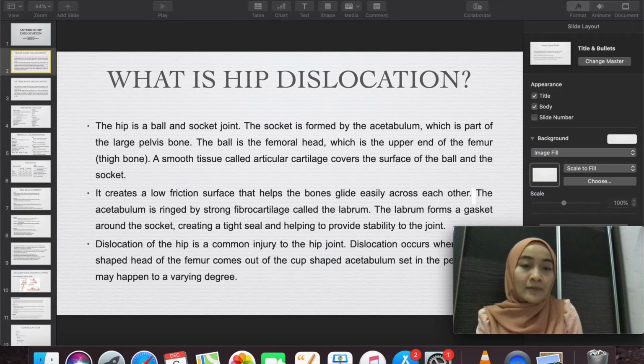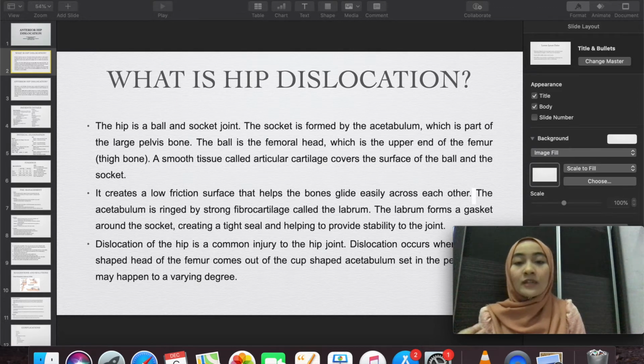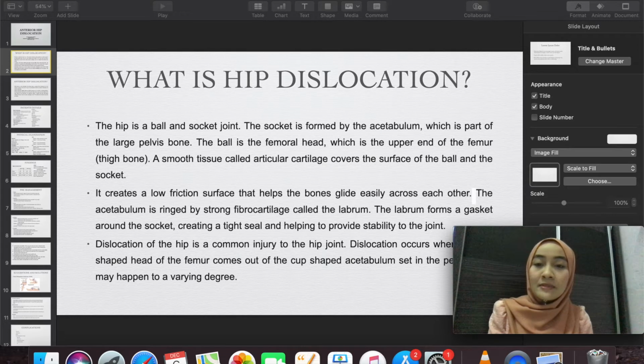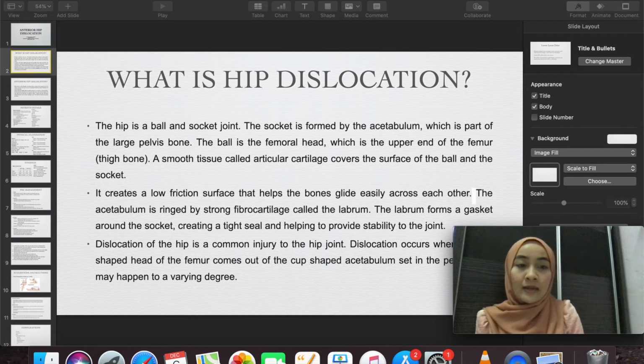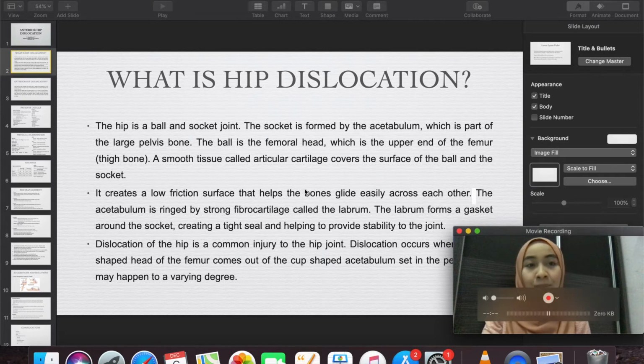Dislocation of the hip is a common injury to the hip joint. Dislocation occurs when the head of the femur comes out of the cup-shaped acetabulum set in the pelvic bone. This injury may happen to a varying degree.